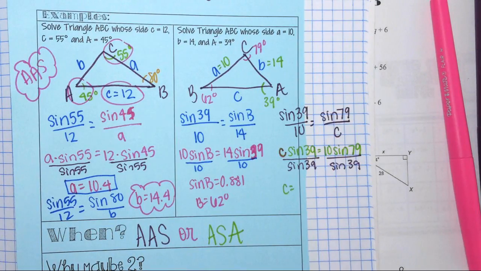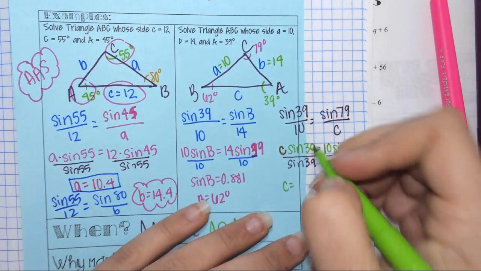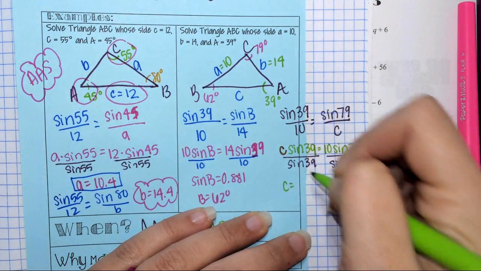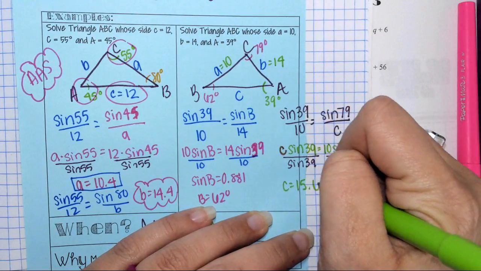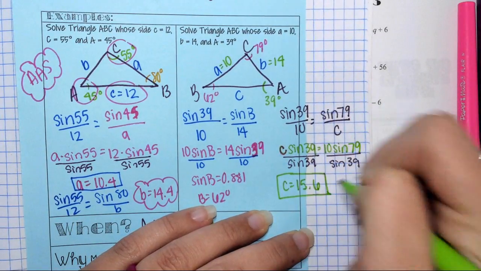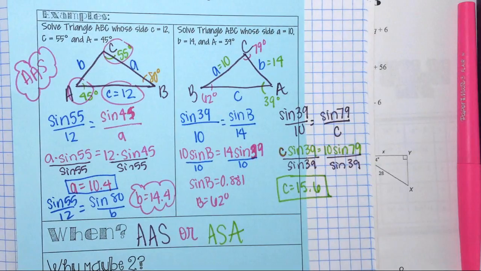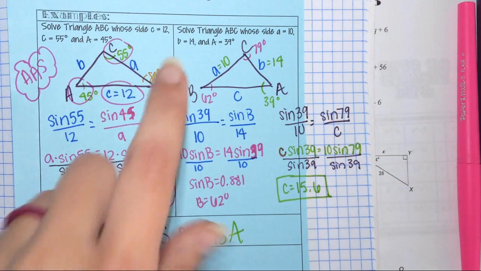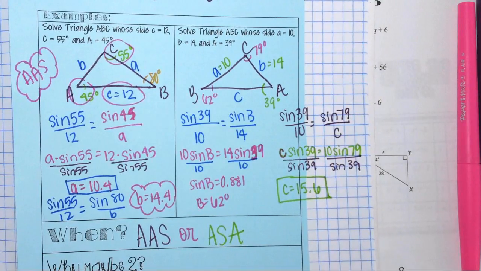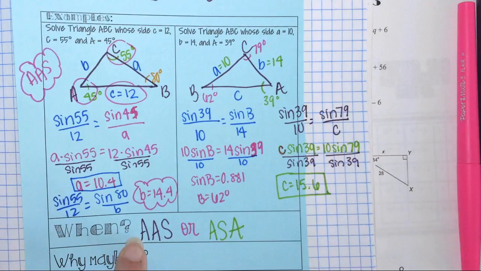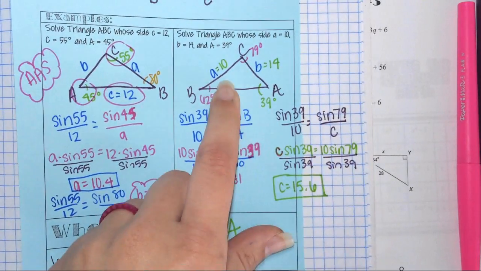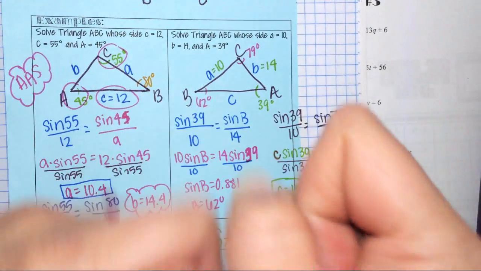What does C equal? 15.6. All right, how many of us got it correct? Look at us go. If two people at the table got it correct, take a point. Okay, thank you. Then you get to take a point because half of you got it correct. All right, now, was this angle side angle or angle angle side? Angle side angle. Take a point.